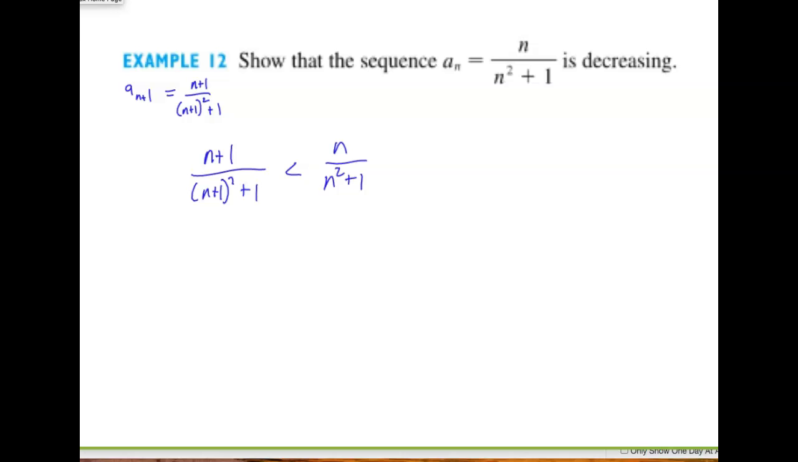All right, so let's go ahead and cross multiply, which is fine and won't affect the inequality because remember, n is only a positive whole number. So we don't have to worry about if n was negative, then when we multiply both sides, we would have to flip the inequality. n is just positive, so we can cross multiply, and I get n plus 1 times n squared plus 1 is less than n times n plus 1 quantity squared plus 1.